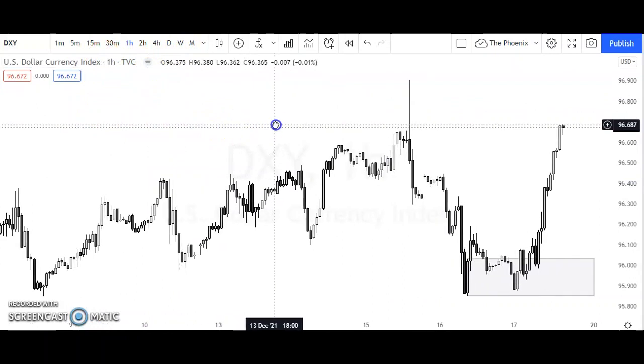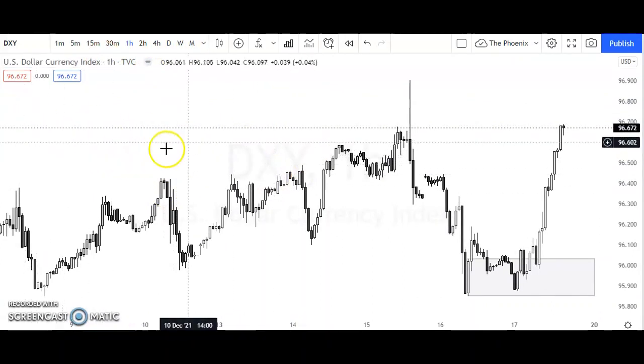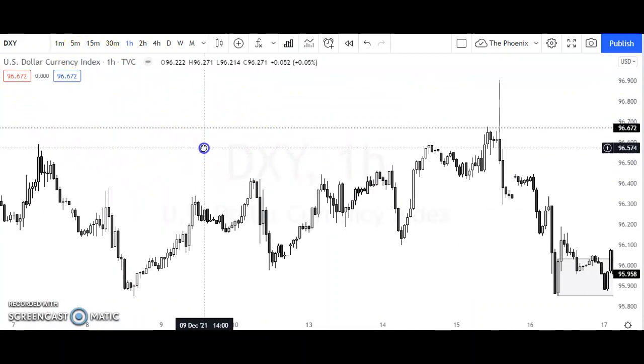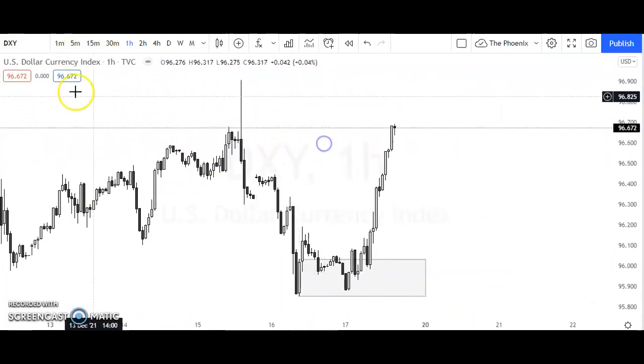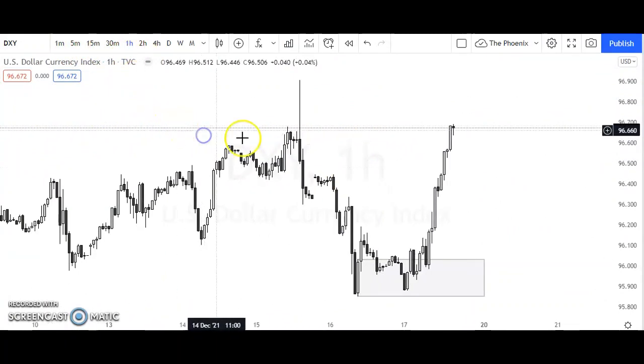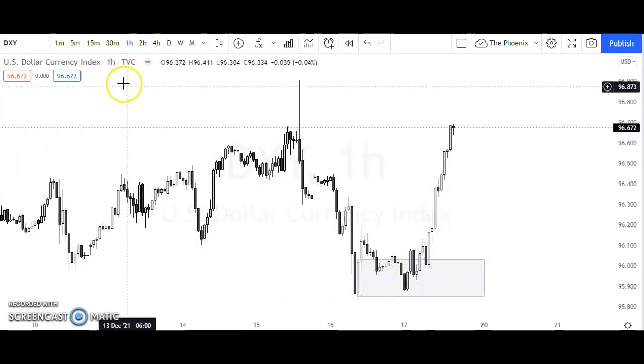I just didn't want to have to search through all the price action, because the more you go down into the lower time frame, the more you have to search to find the point of interest. So just to make it easier, I'm starting at the 1 hour. All right, so this is the 1 hour block.